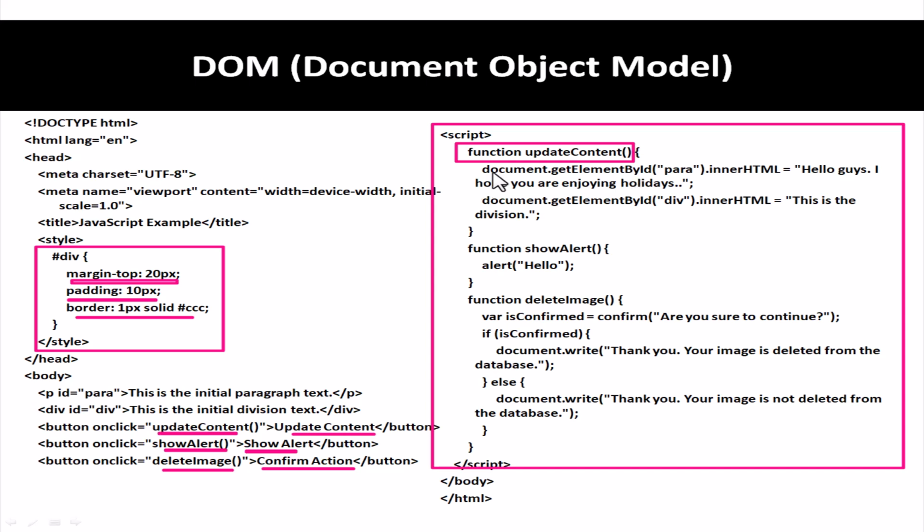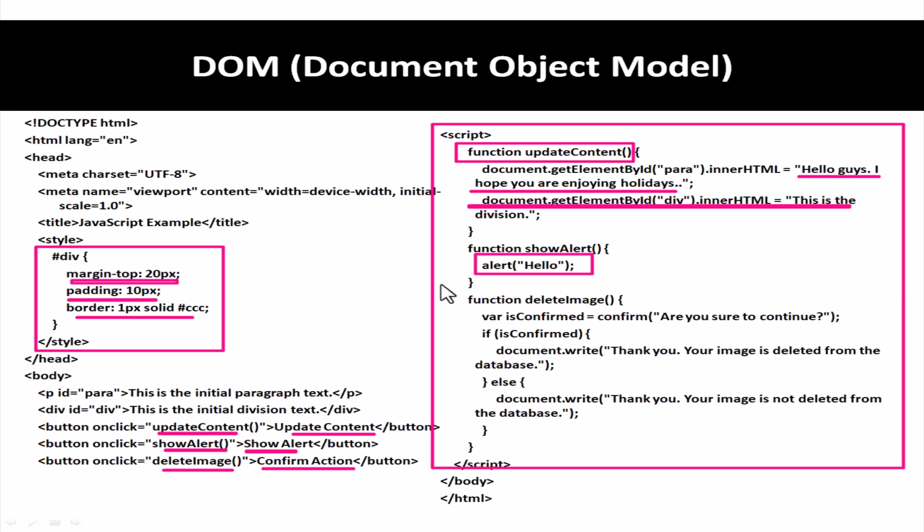So in this particular update content function, it is going to get the element by id para. It is going to show the initial message, hope you are going to enjoy the holidays. The next message is in this particular division tag, whenever you click this particular division. Next, the alert message: alert is going to show just a particular message, hello.